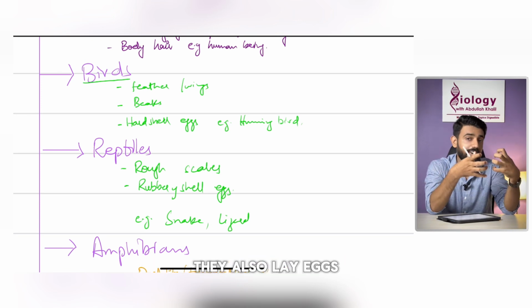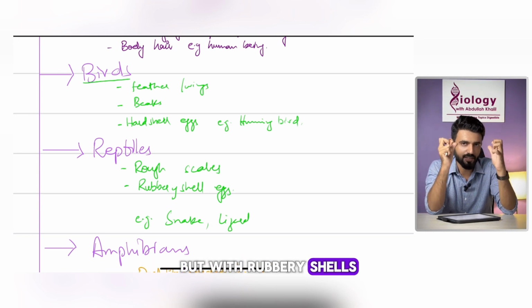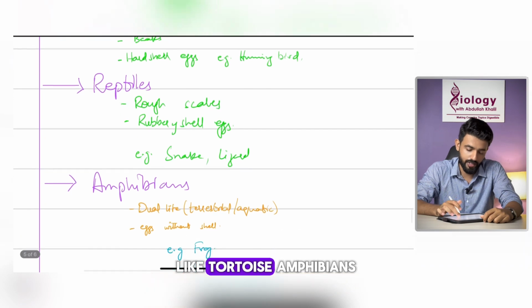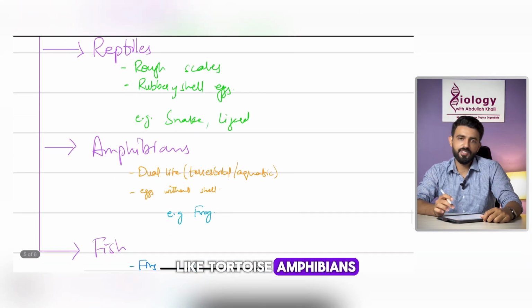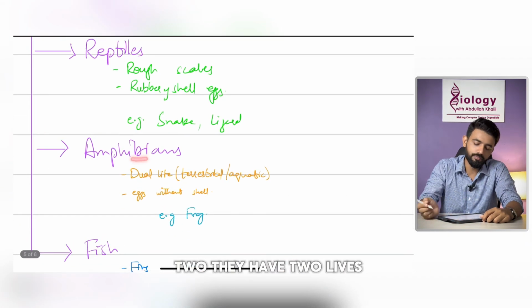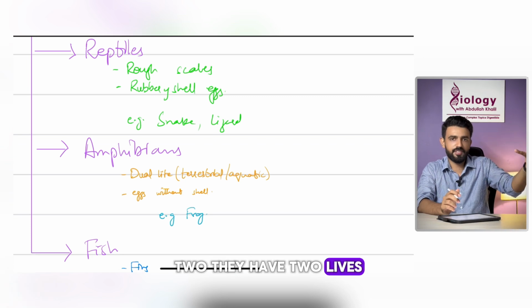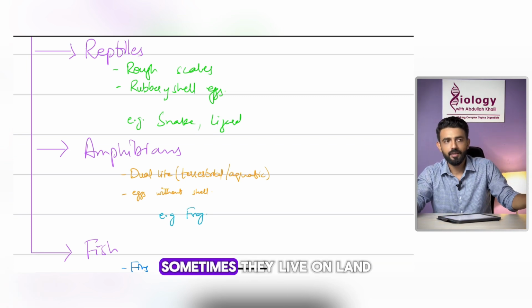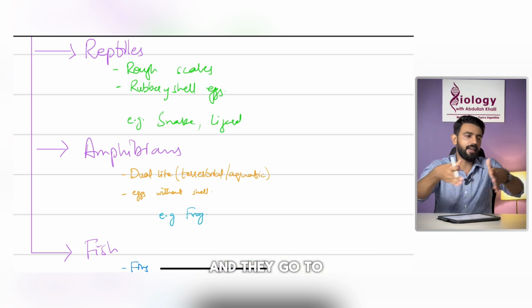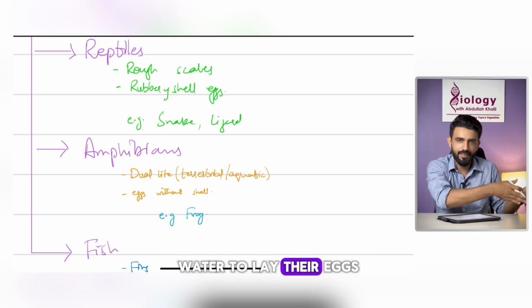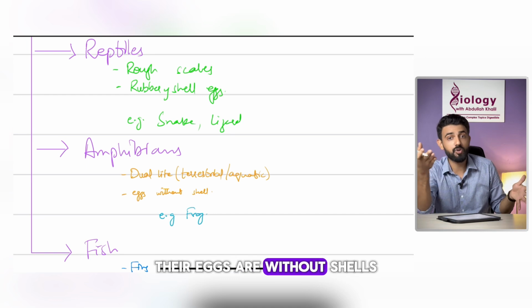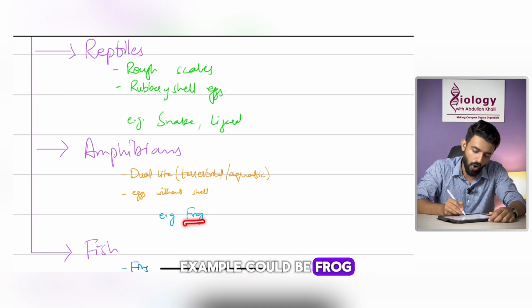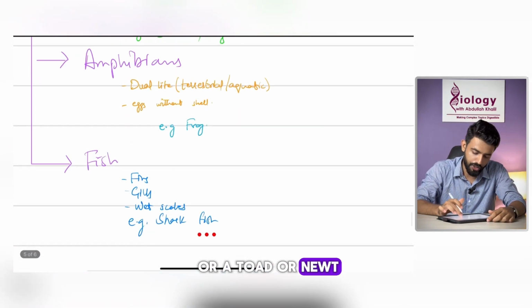They also lay eggs but with rubbery shells, okay, like tortoise. Amphibians, the word bi means two. They have 2 lives. They have dual life. They live in water and they live on land. Sometimes they live on land and they go to water to lay their eggs. Their eggs are without shells. Example could be frog or a toad or newt.